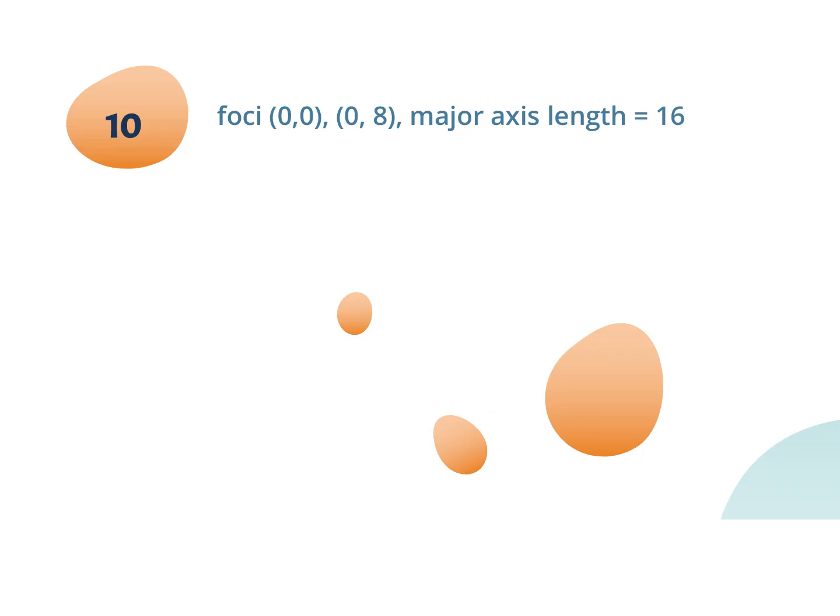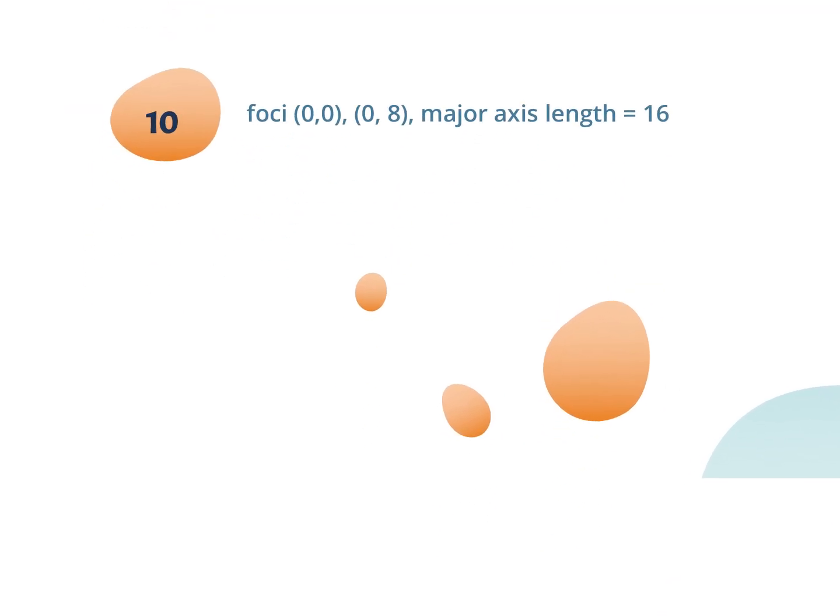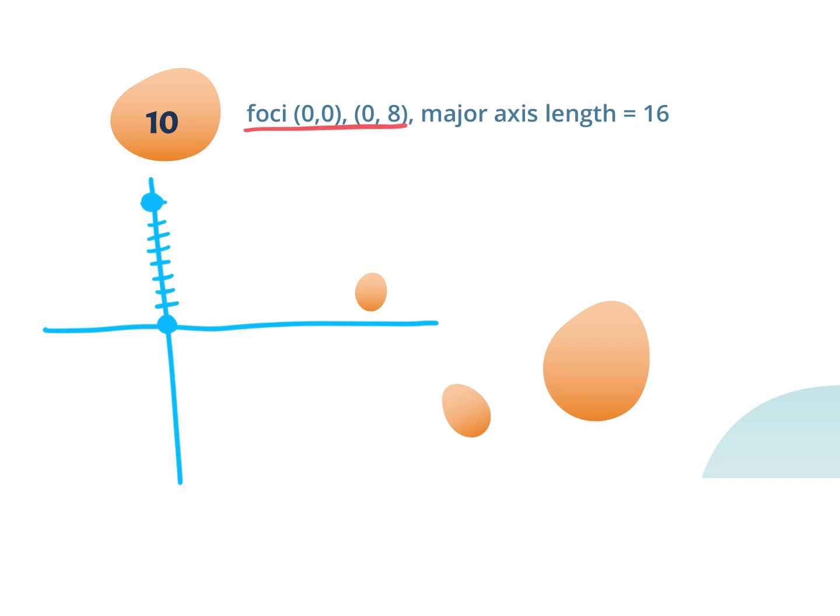So looking at number 10, it gives us our foci are at 0, 0 and 0, 8. So knowing that our foci are at 0, 0 and 0, 8, what's our center? Awesome, 0, 4. It'd be in between the foci, so 0, 4. And then the distance from the center to the foci would be what? 4, but what is 4? A, B, or C?